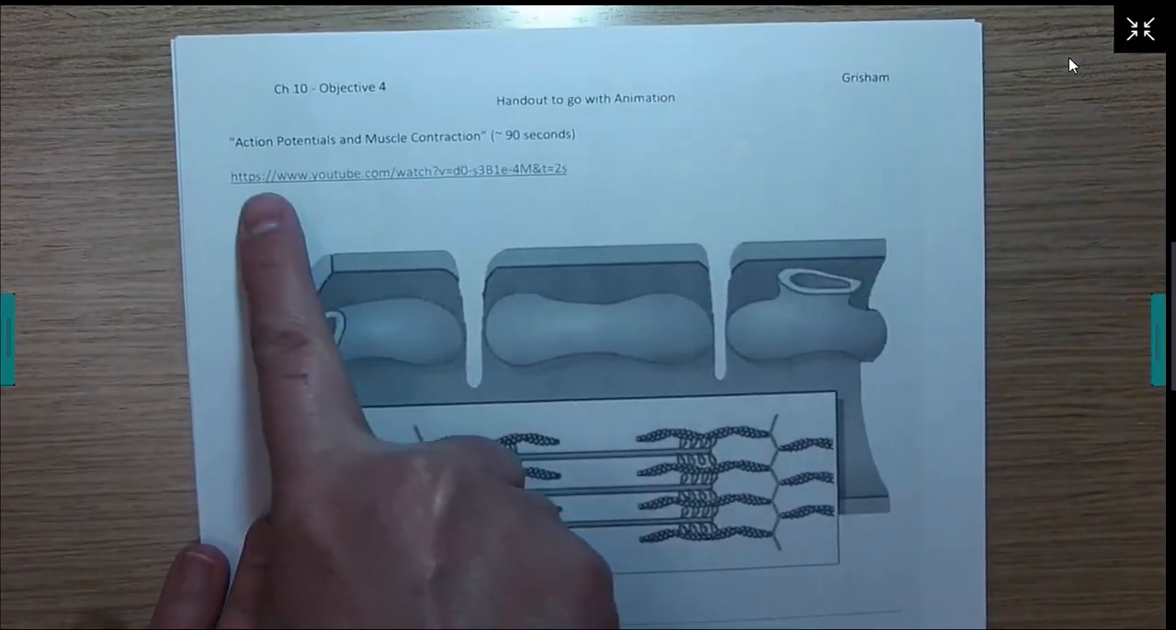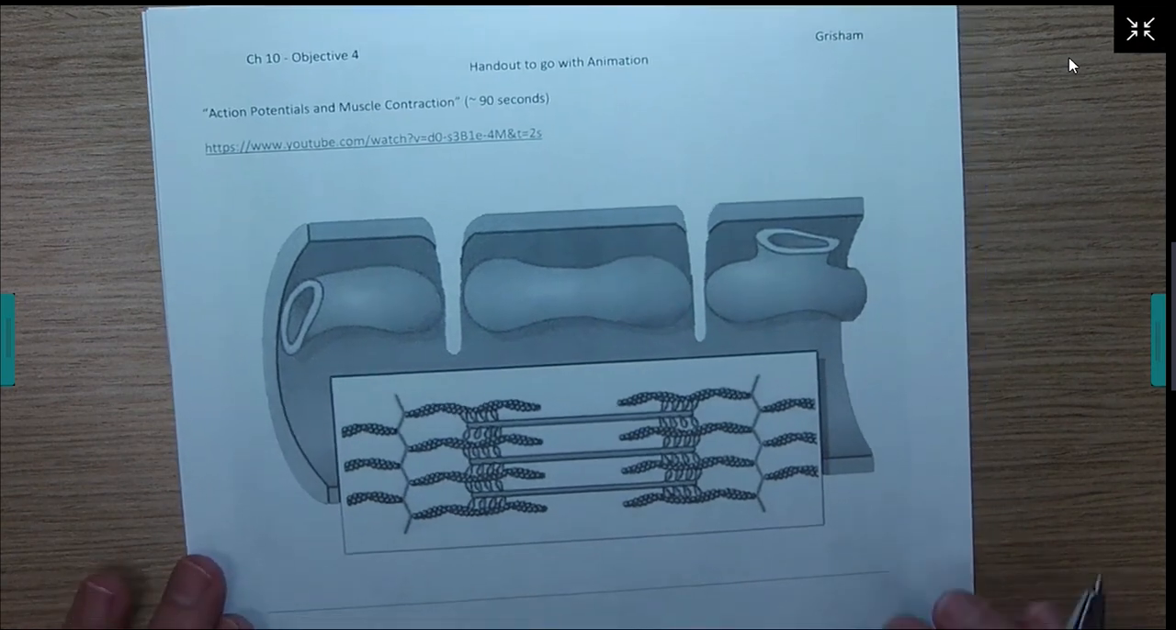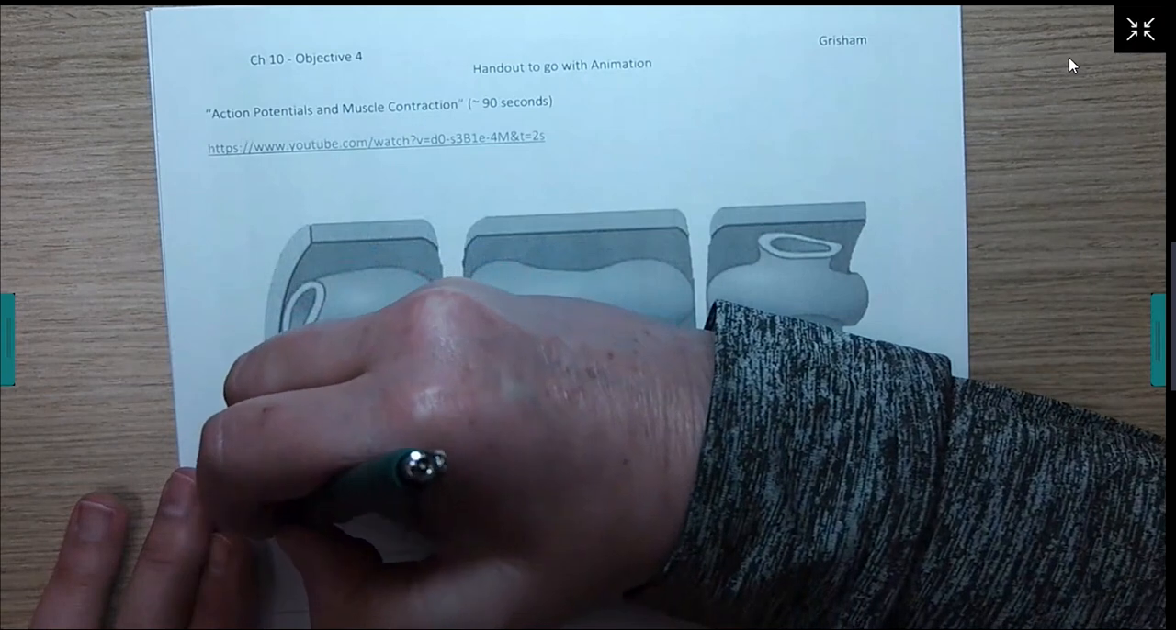Which is the action potential and muscle contraction handout. Now that the muscle cell has received the action potential, what happens next? So let's just get our bearings on what we're looking at.